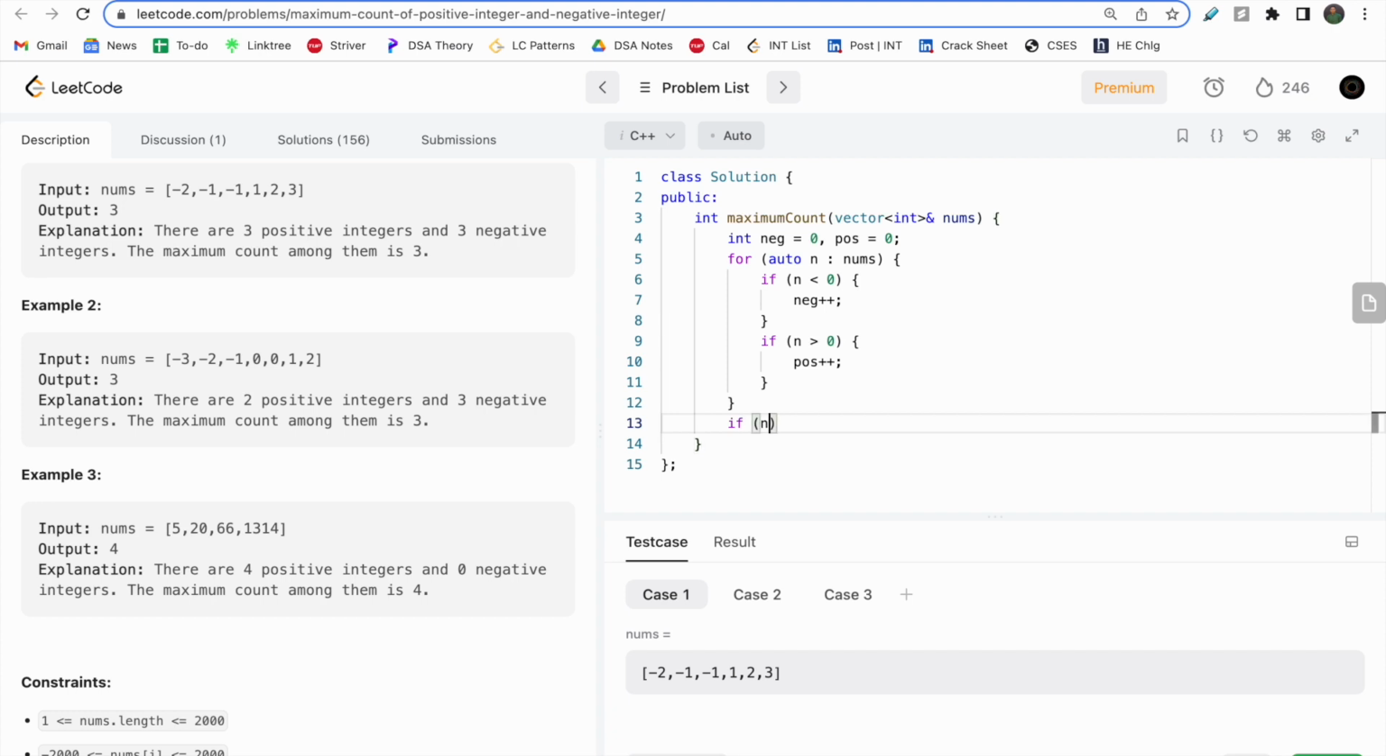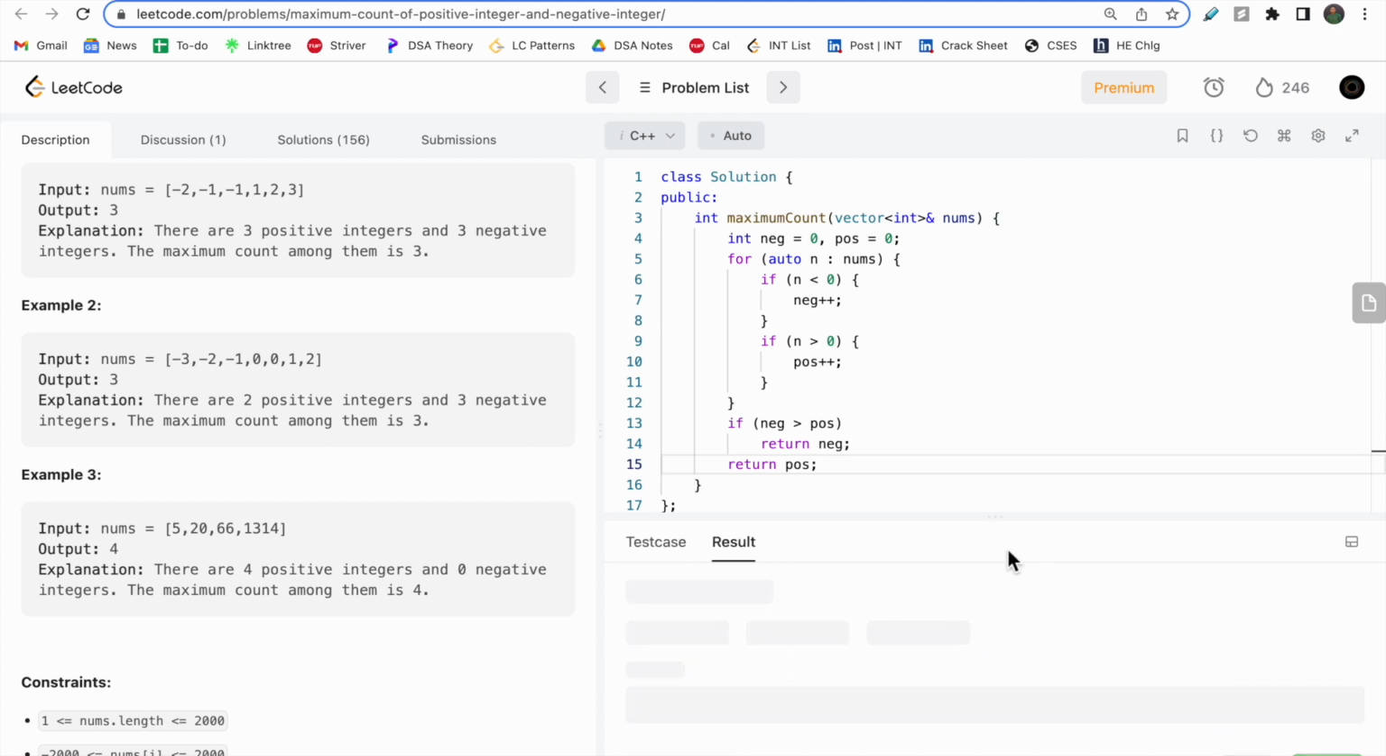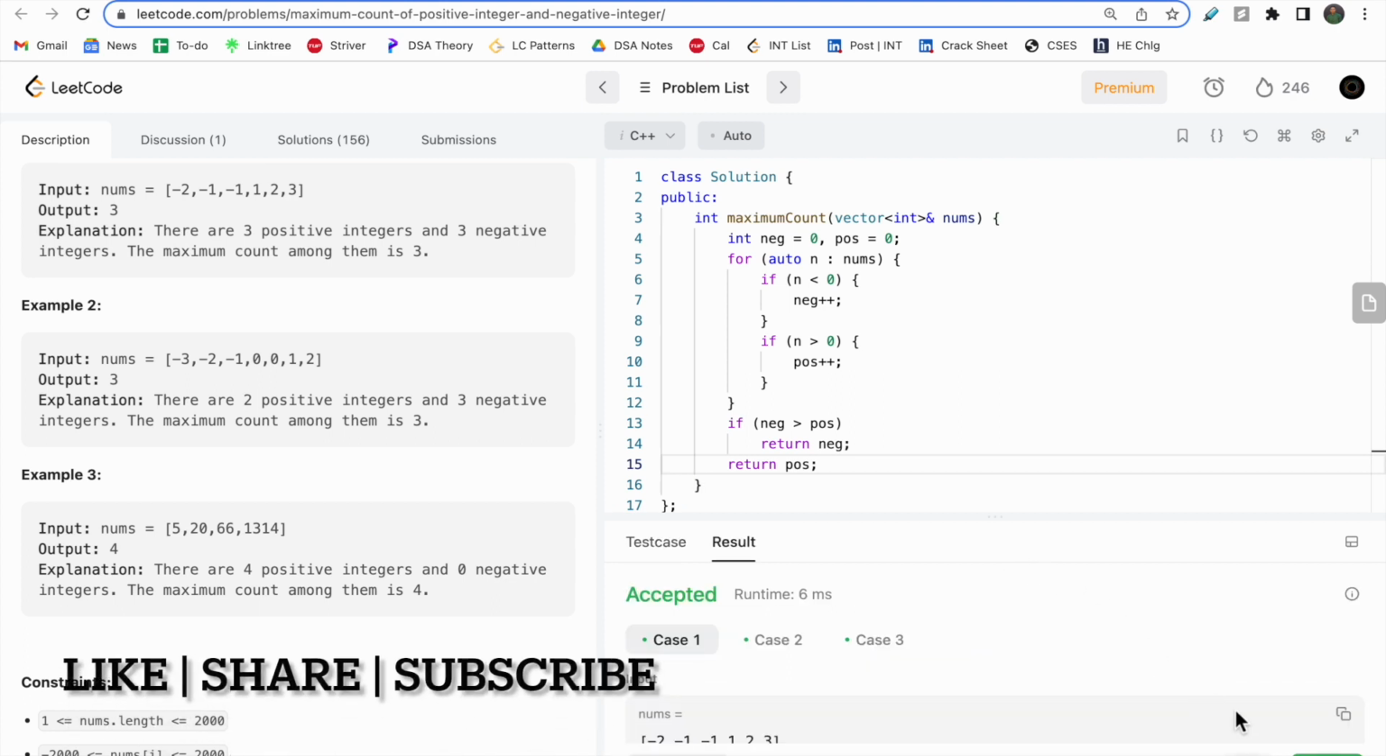And if negative is greater than positive, we will return the count of negative that is stored in neg, else we would return the count of positive integers. Now let us try to run this. Let me try to submit this.